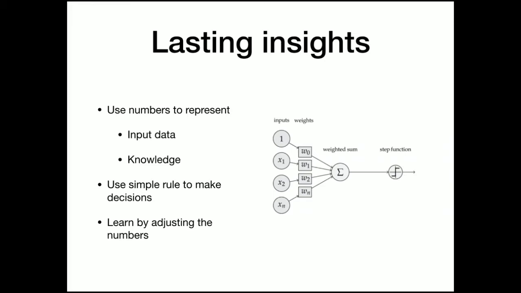Second, you want to use a simple rule to decide whether something is true or false. And third, you want to learn by adjusting the numbers. So remember, the only knowledge that is in the system is the slope of that line, how that line falls. And that is something that we can adjust very easily numerically, because everything in that system is numbers.